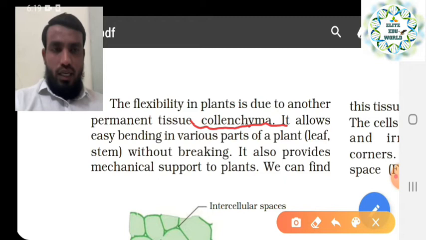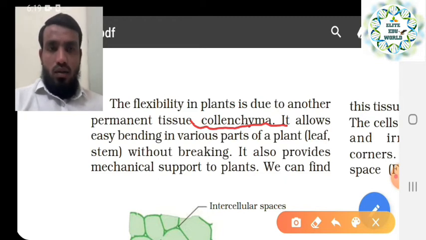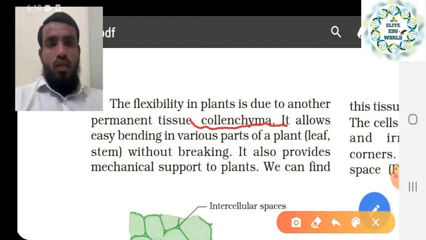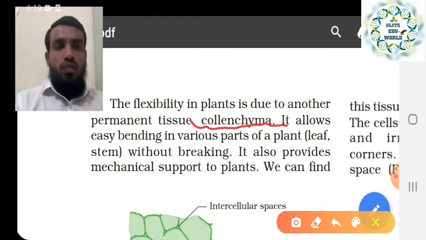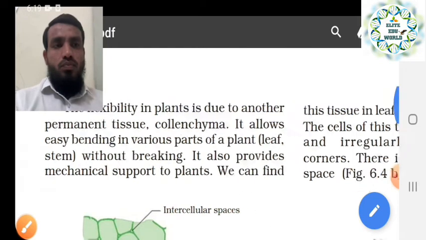easy bending of various parts of the plant, where the plant can easily bend and stand in very blowing air. This is possible with collenchyma only, and it is present in the leaves and the stem, without breaking. Once it has some kind of pressure, without breaking it can be flexible, and that is an advantage. It also provides mechanical support to the plants. So this is the advantage of collenchyma.